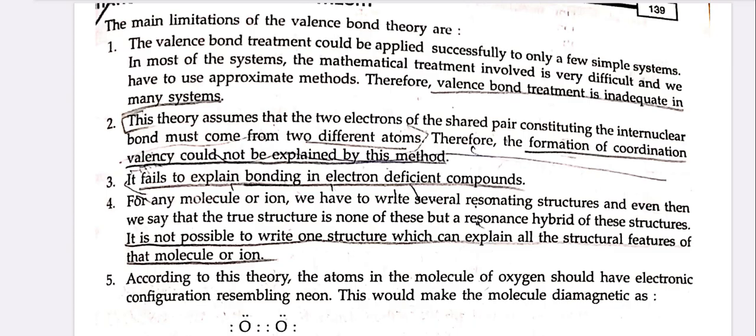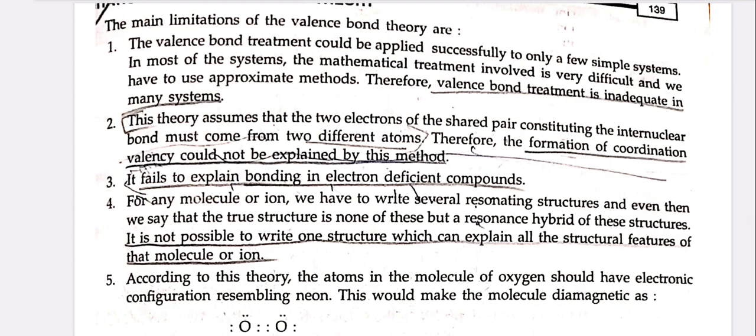This theory assumes that the two electrons of the shared pair constituting the interatomic bond must come from two different atoms. Therefore, the formation of coordinate valency could not be explained by this method. It fails to explain bonding in electron deficient compounds.